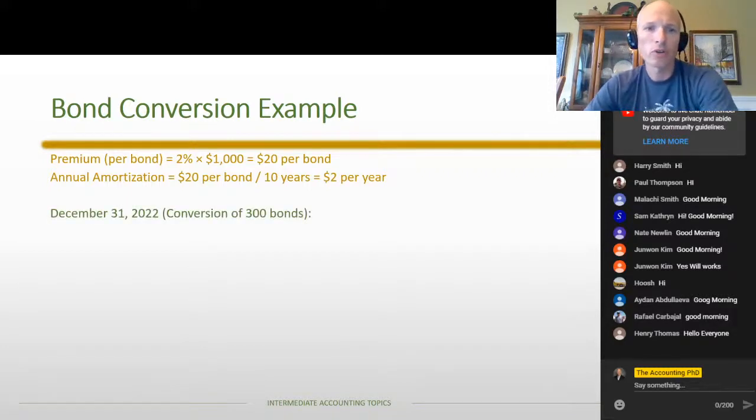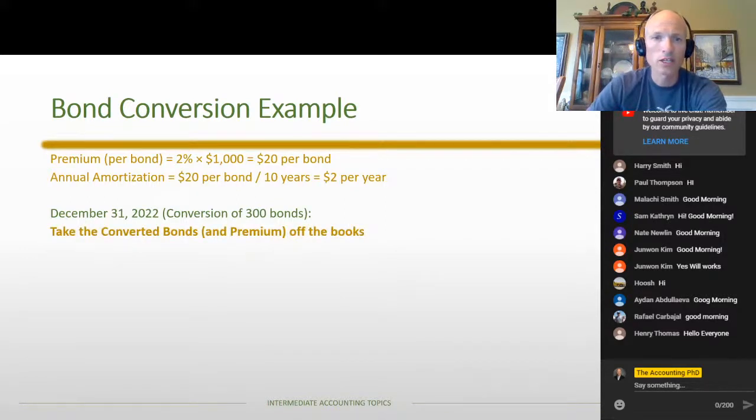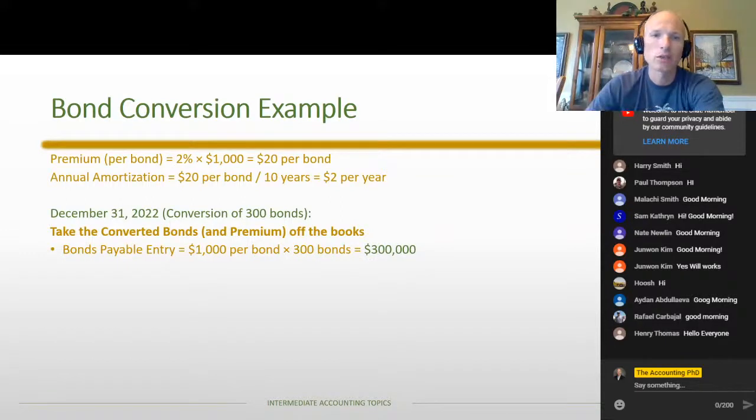So on December 31st, 2022, there's a conversion of those 300 bonds. We're going to keep this information in mind as we account for this conversion. First of all, you have to take the converted bonds and any associated premium off of the books. In this case, for the bonds payable entry, you have $1,000 per bond. That's the par value. We apply that par value to the 300 bonds being converted, which means the entry for the bonds payable account is going to be $300,000.